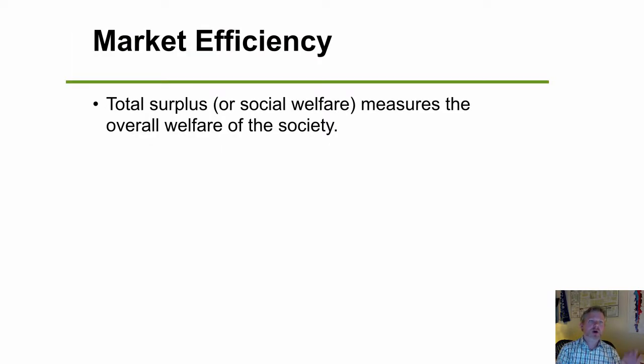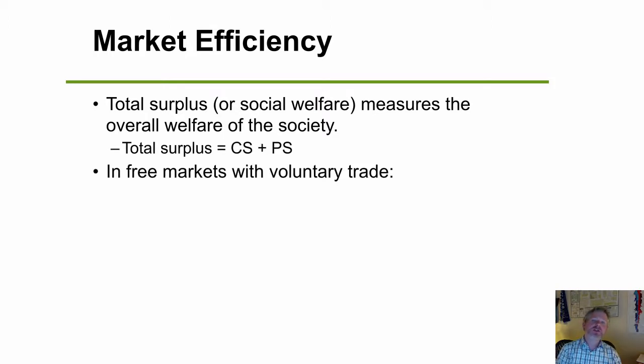All right. So market efficiency happens when total surplus or social welfare is maximized. So total surplus is going to just be consumer surplus plus producer surplus. That is total surplus. And this is not a minus sign here. This is just a bullet point that's unfortunately a dash. Total surplus equals consumer surplus plus producer surplus.